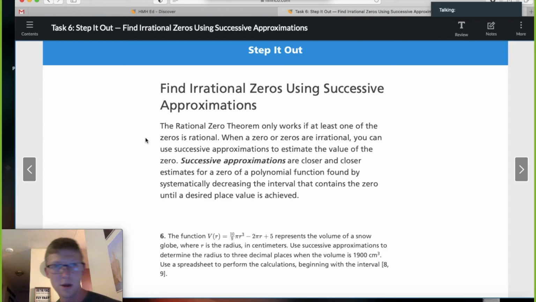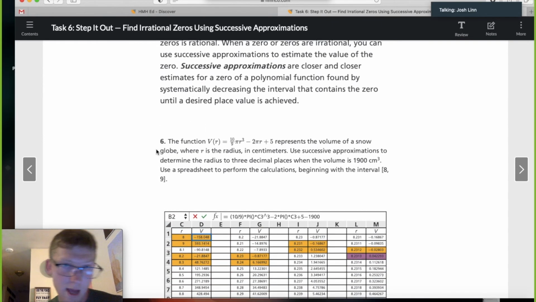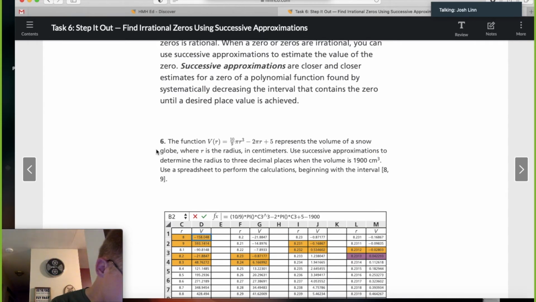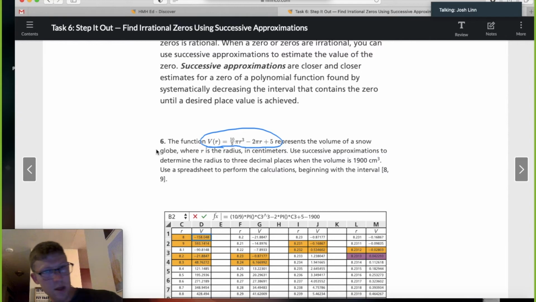Basically, you start off with like, I know that there's a zero in between here, so we're going to cut it down here, cut it down here, cut it down here, and you can get infinitely closer, but it's an irrational number, so you're never going to get all the way. Practically speaking, you go as far as you need to for whatever your measurements are or you need, and then you're done. So here we have a function that they gave us, and they show it using Excel, and that's totally fine.